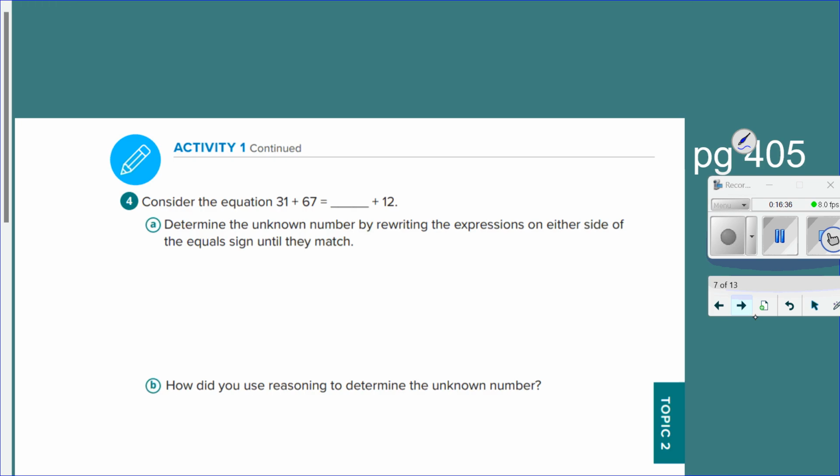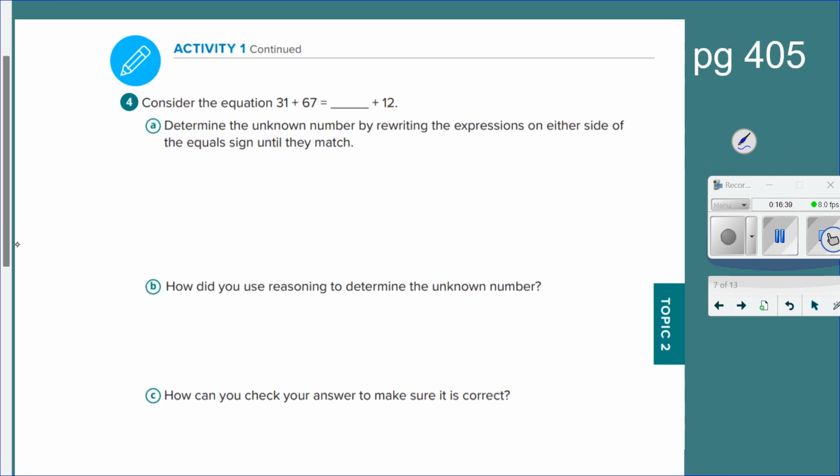So now we're going to just start you off with an equation. If I have an equation, 31 plus 67 equals something plus 12, I want you to determine the unknown number by rewriting the expressions on either side of the equal sign until they match. So that's your goal. You're going to rewrite it, change the numbers around till you get the same things on both sides of your equation. How did you use reasoning to determine your unknown? And then how can you check your answer?